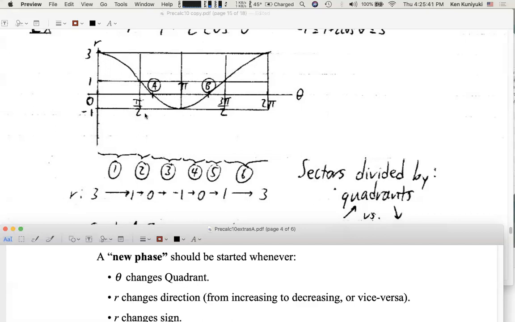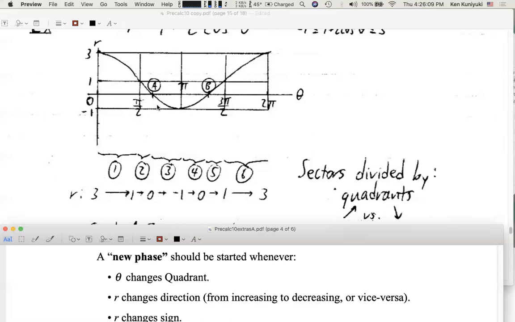But then phase 2 is short because between here and here, r is positive, but then r changes sign. So when r changes sign, we have a new phase. We're in phase 3 now. We're going to want to find out what a is. That's like a theta intercept or a 0 for r. We want to know where r equals 0. So we're going to find out the value for a here later on. That's where we change phases from phase 2 to phase 3.